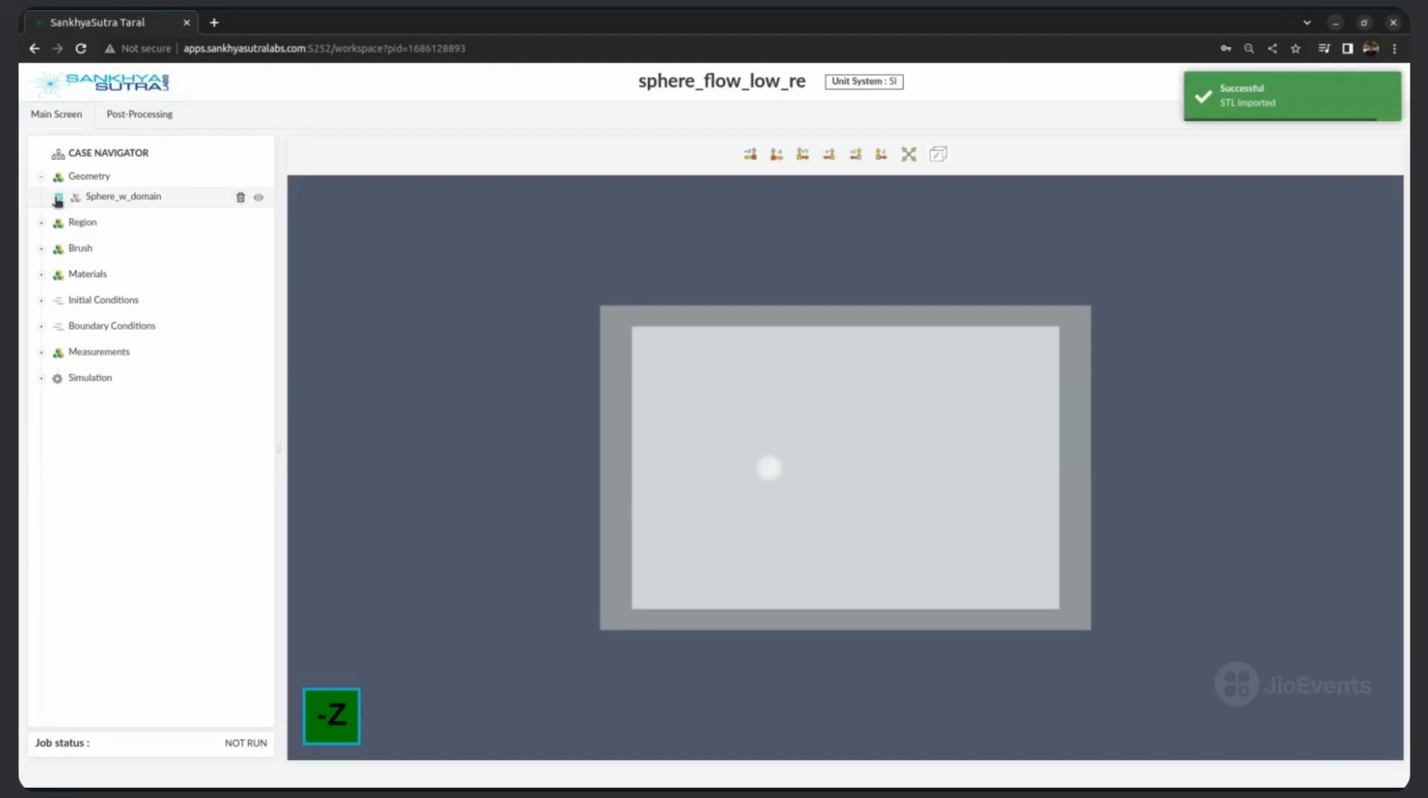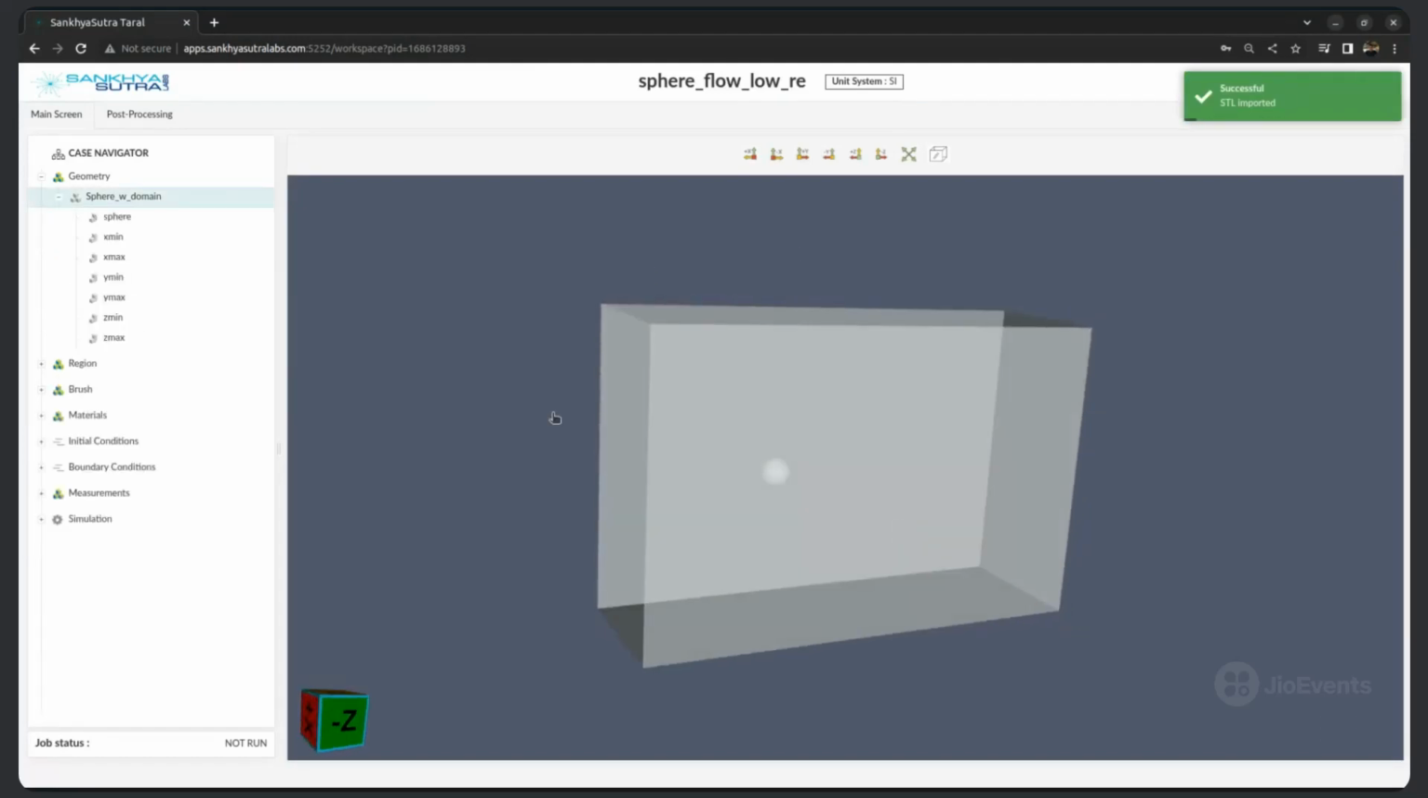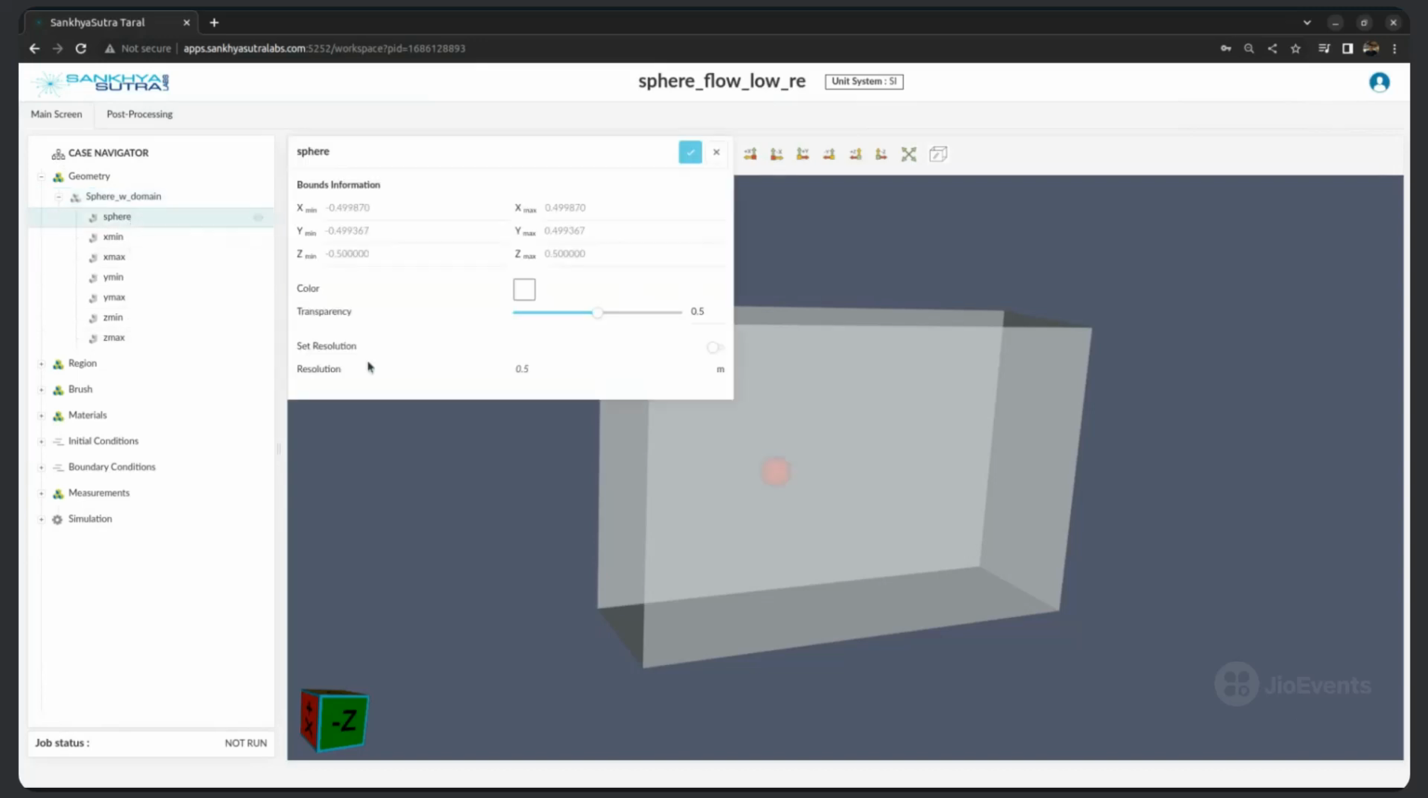And as soon as the import is done, your geometry should be rendered in the viewer as so. And you'll also get a confirmation message. And you can access the details of your geometry here. So let's say I want to specify, I was telling you about multi-resolution grids, right?